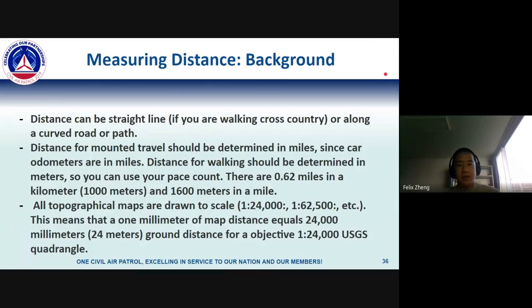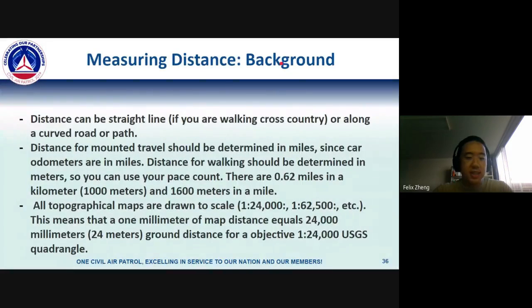So, background on measuring distance. There are different types of distances. There's a straight line distance. If you're walking cross country, if you're cutting straight through a forest or straight through a prairie, you will be taking a straight line path. You can also take a curved path on a road or a trail or something else. Of course, if you put bends in the path that you take, it'll be a longer distance between the 2 points that you're moving between.